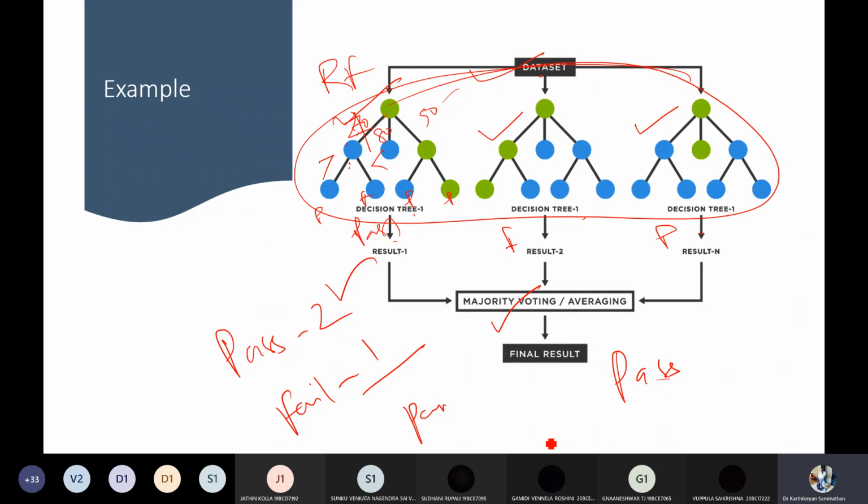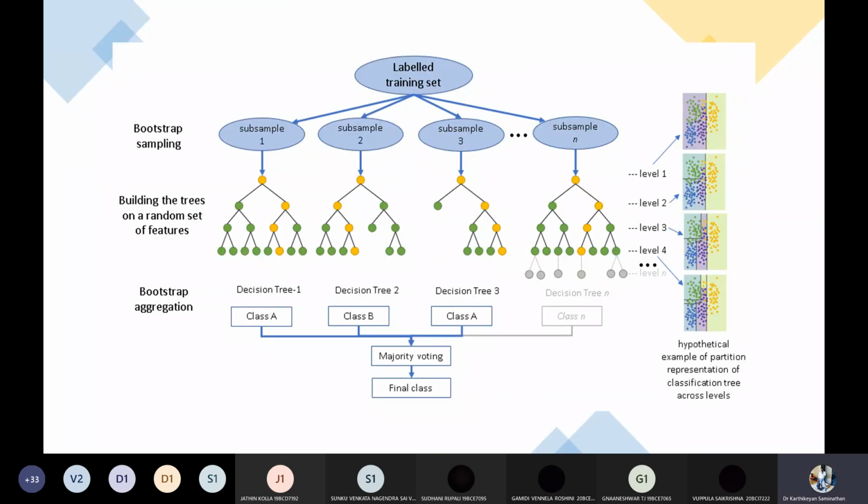Take a few samples from the data set, generate the decision trees, and each decision tree has its own outcome. Then for each decision, you need to apply one of the ensemble techniques, either majority voting, averaging, or weighted averaging. Finally, you predict the result. So this is another example.